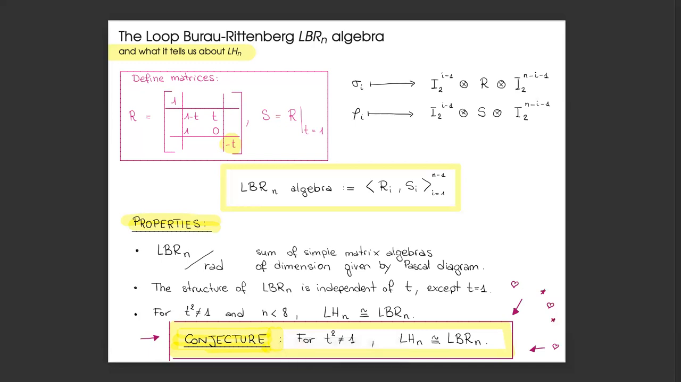is this always true? Are loop-Hecke algebras always isomorphic to loop Burau-Rittenberg algebras? And in that case, we would know a lot about the structure of loop-Hecke algebras. However, we need some smarter tool to prove this. Up to 7, what we did was check it via computer computation. To go further, we need some idea of why this might be true and how to prove it. But this is really, I think, very, very promising.